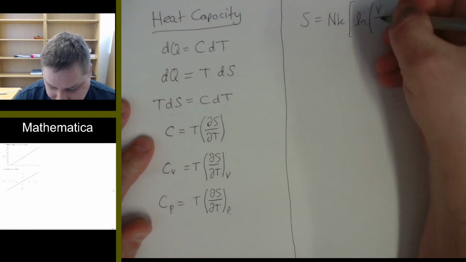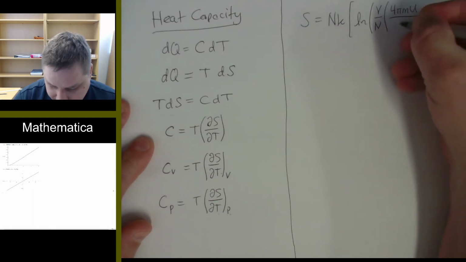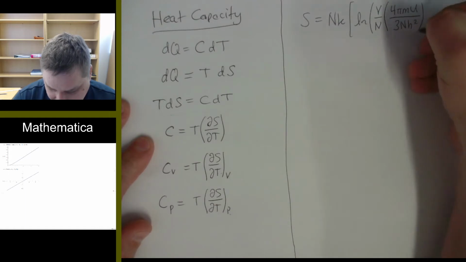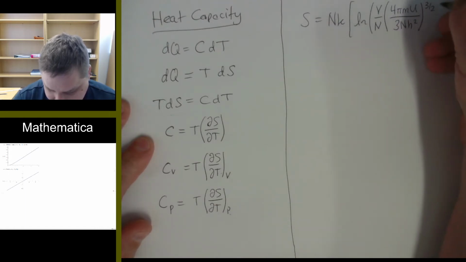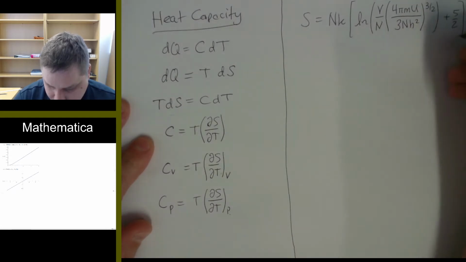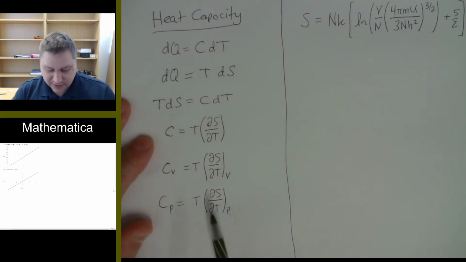So I'm going to write out now as an example the entropy of the ideal monoatomic gas. Okay, so we have that in our book from earlier. And now we're going to see if we can use these two versions of heat capacity to get it directly from this.